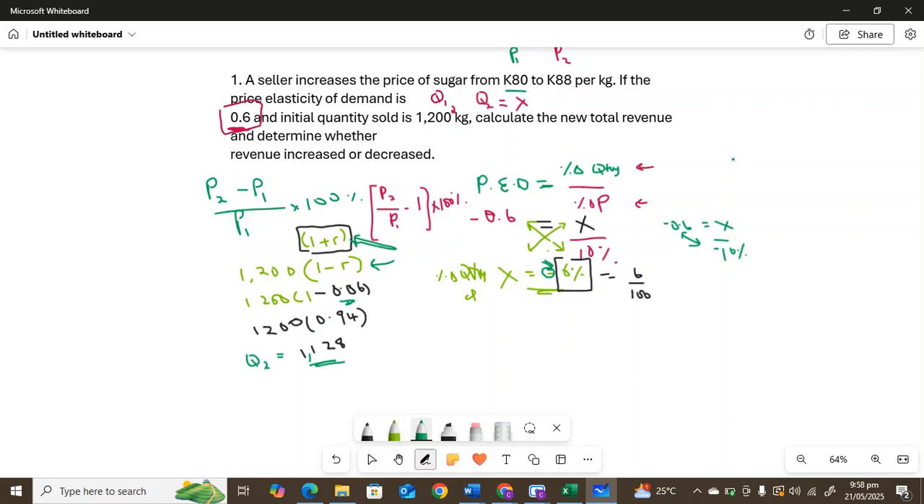Okay, total revenue. So we compare the total revenues. TR1 equals P1. Spoon feeding, colleagues. What did we say about spoon feeding? Colleagues, how do we get total revenue?